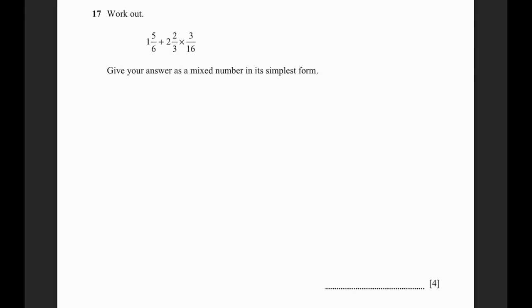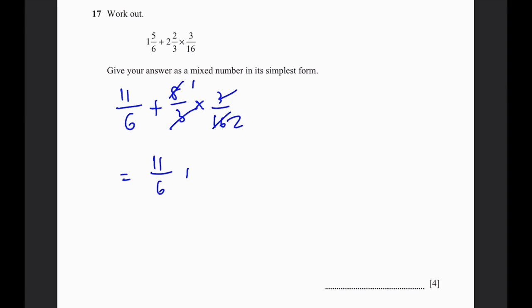Question 17. Work out 1 5 by 6 plus 2 2 by 3 into 3 by 16. Give answers mixed number in simplest form. We can write it as improper fractions here, and we can cancel out some things. 11 by 6 plus 1 by 2, which is equal to 11 by 6 plus 3 by 6, which is 14 by 6, which is equal to 7 by 3, which is 2 1 by 3.